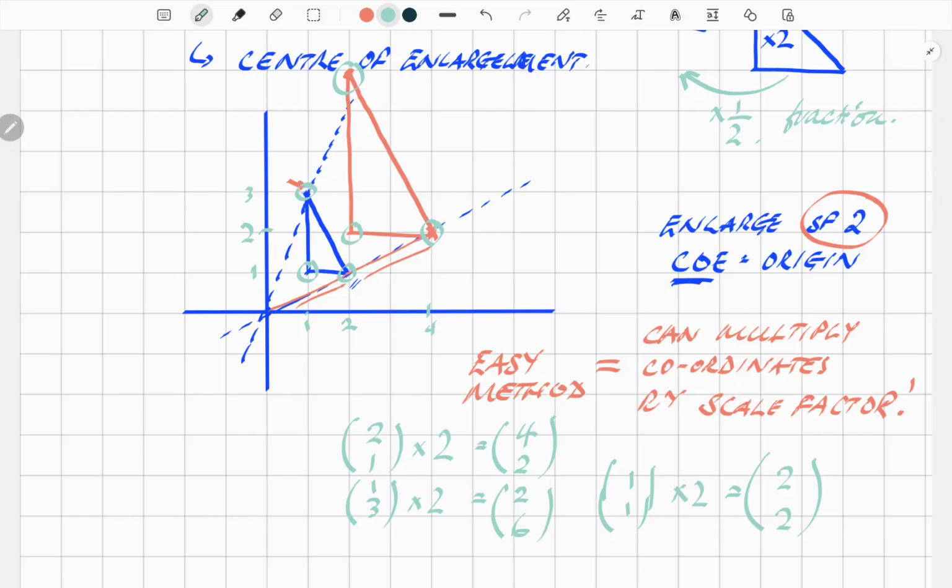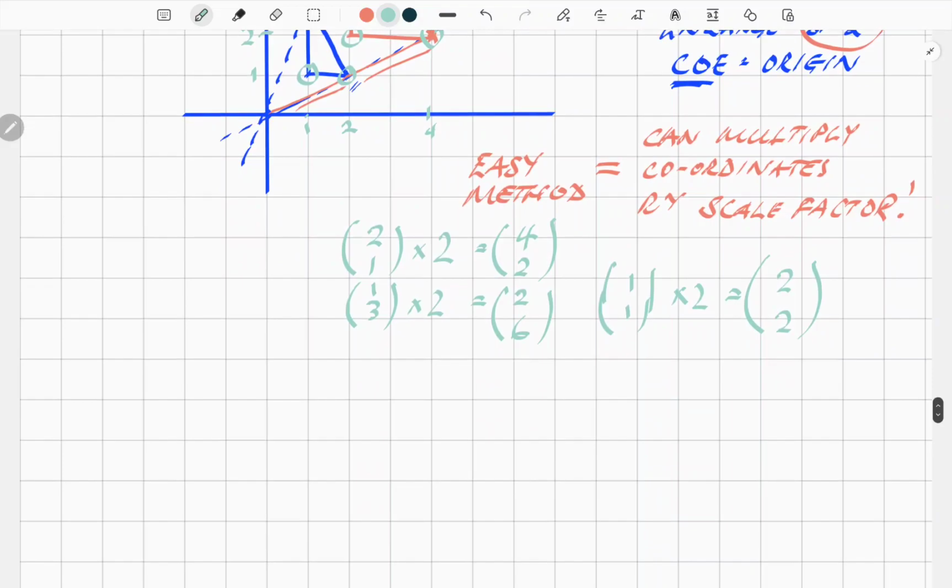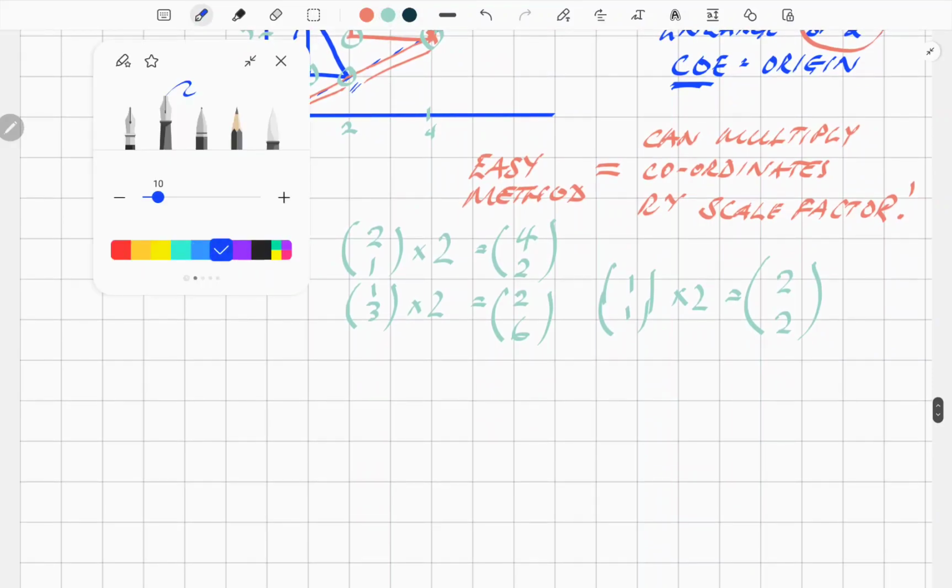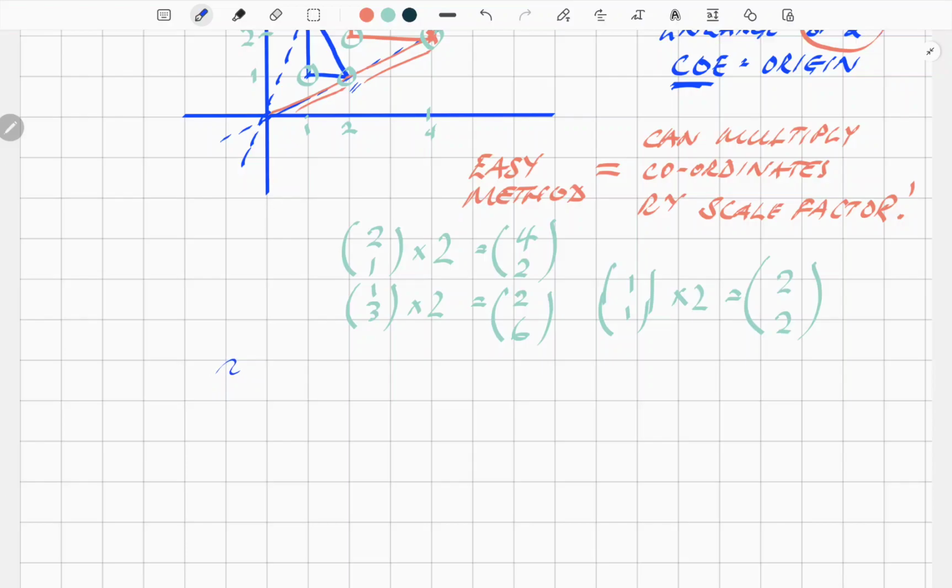Now, the one thing tricky about center of enlargement, or indeed the enlargement scale factor, is you can have one of two things, and I'll explain that as the last bit. The scale factor can be negative, and or a fraction.